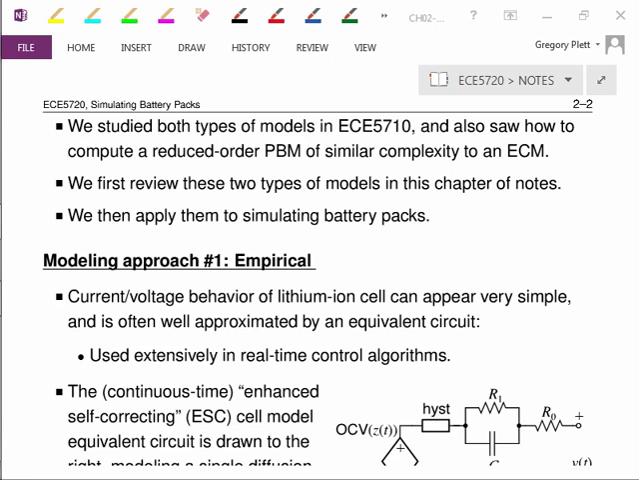Can we do power calculations? Can we do SOC calculations? We have answers for some of these things now. We're still doing research on some of these things, but I hope that we can introduce a course on all of these things sometime in the future. Nonetheless, we are going to review both models because we will refer to both models over the course of the semester. It's just that our focus is going to be on the circuit type of model. We're also going to apply the circuit type of model to simulating battery packs in this chapter.